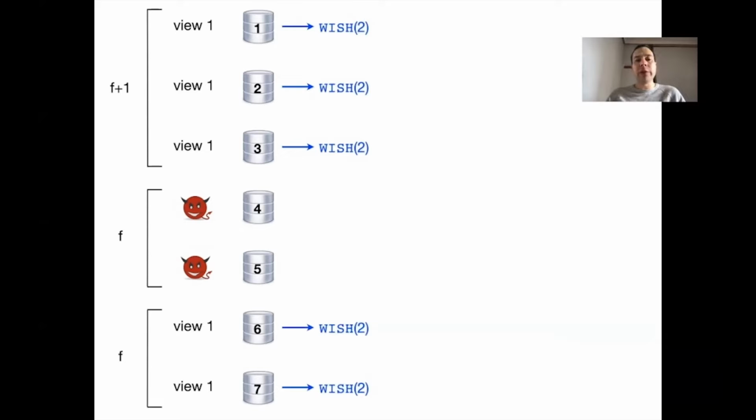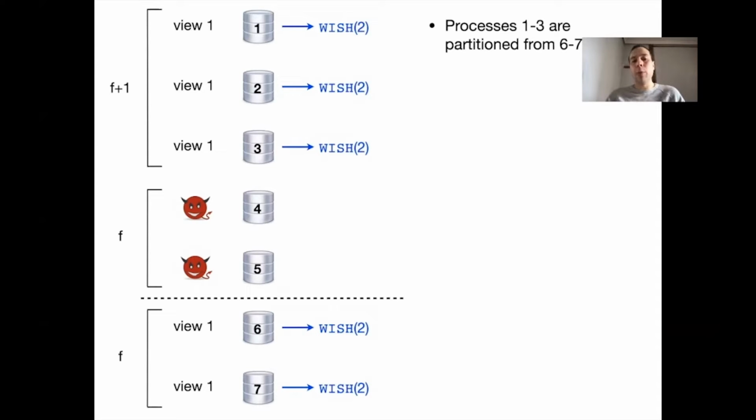Now, we're before GST, so some messages may get lost. Let's assume that there is a network partitioning between processes 1 to 3 and 6 and 7. So all the messages going across this partition get lost. Now, at the moment, processes 1 to 3 don't have enough support to enter view 2, because for this we need 5 wishes, so that's 2f+1.